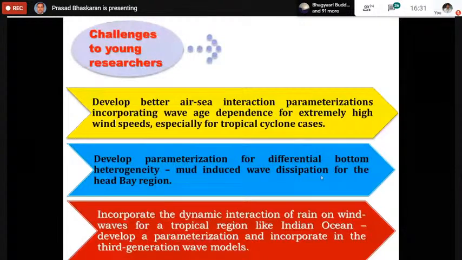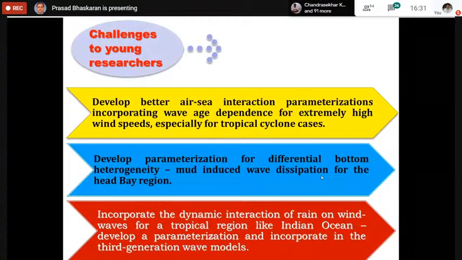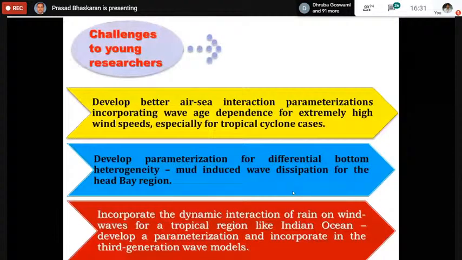It is a very high time that we should contribute, because today you are having a lot of data, a lot of information available. We need to think actually how we can take this particular field to the next level. So there is a very large scope to improve or to develop better air-sea interaction parameterization.